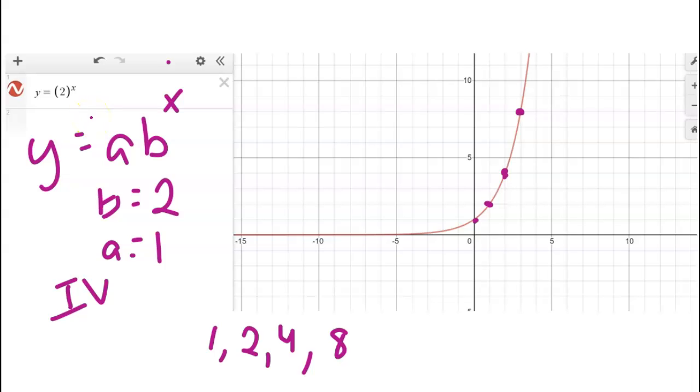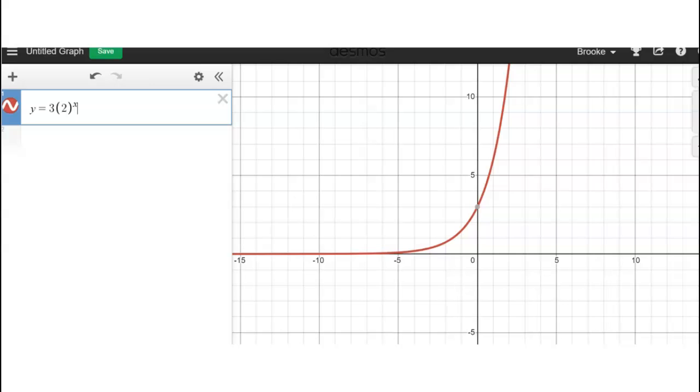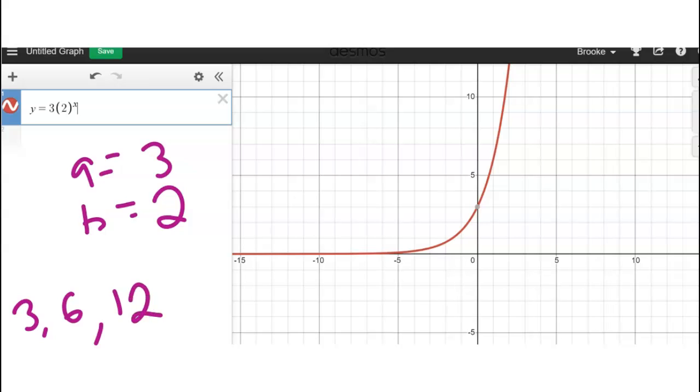On the Desmos, they're going to give you a couple points and they're going to be asking you to find the graph. We're going to try this on a couple more, let you see it, and then I will show you how to do one off the Desmos, like that. So once again, we're going to look. A here is the first number, that is 3. B is what I'm changing by, and that is 2. So my initial value should be 3, and then I'm going to keep multiplying by 2. So 3 times 2 is 6. 6 times 2 is 12. 12 times 2 is 24.